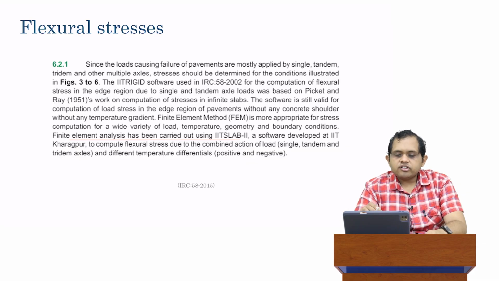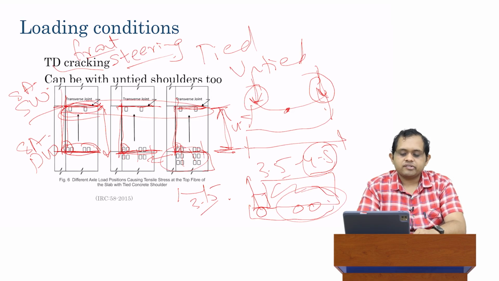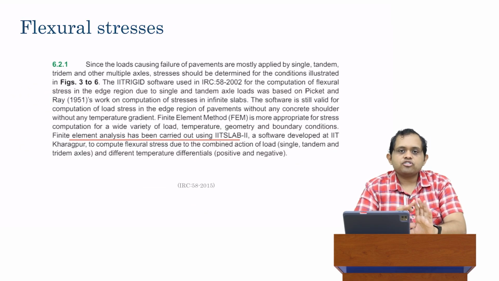Alright, so here is clause 6.2.1. It's a very important clause, which explains how stresses are calculated. Let me just go through it because it nicely gives you a little bit of history also. Since the loads causing failure of pavements are applied by single, tandem and other axles, stresses should be determined for the conditions illustrated in those figures. So 3 to 6, these are basically the same figures which I showed previously. That means the stresses should be evaluated for these critical loading conditions.